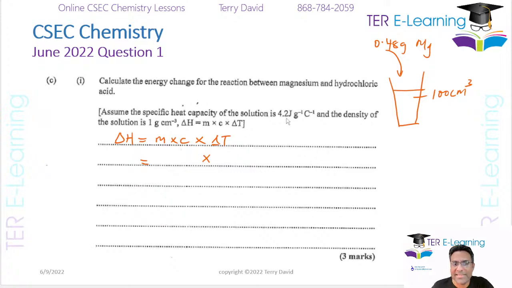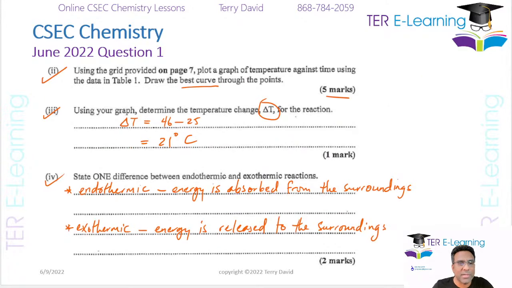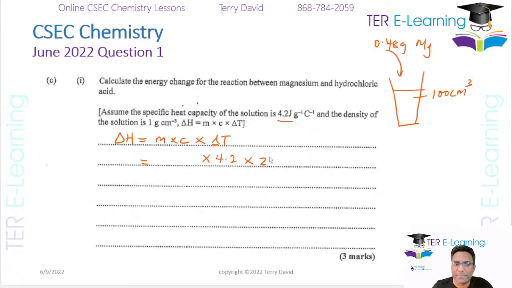So you're multiplying by C. They told you what C is. C is 4.2, right? We're assuming that the specific heat capacity of the solution is 4.2. Multiply it by your delta T. Well, we worked out delta T previously somewhere. Yeah, 21 degrees was our temperature change, right? So that's just 21, right?